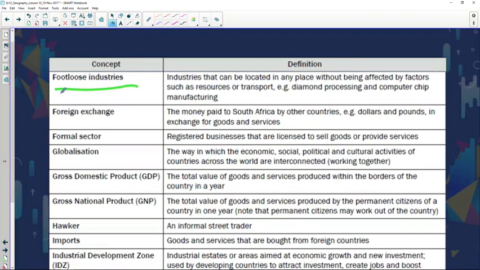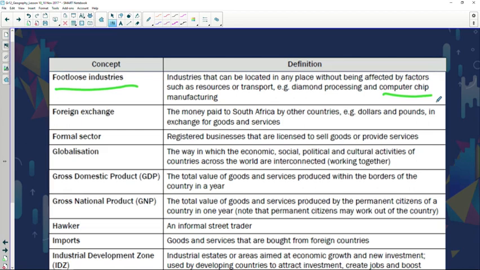Now, if you look at the following concept, footloose industries. Basically, this is an industry or business that doesn't need a specific site location. It doesn't require water, resources, or transport. It can be anywhere, for instance, computer chip manufacturing or diamond processing. You don't need to be close to transport areas, and you don't need to be close to the consumers.